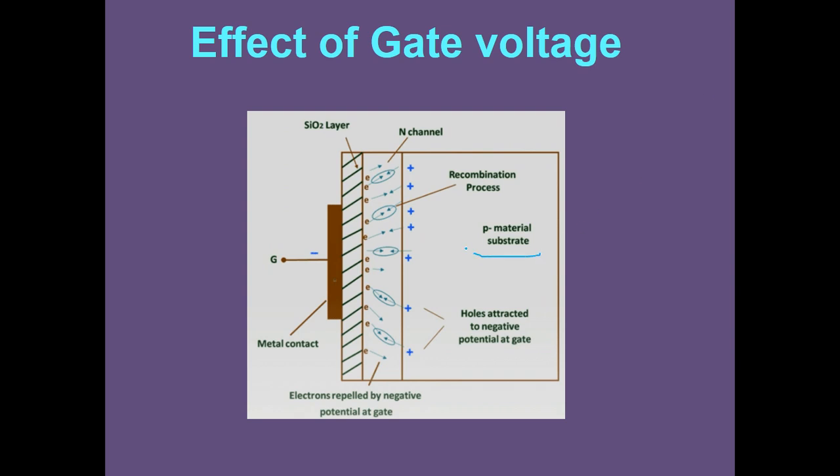As discussed, this is a P material, a lightly doped P substrate, and this is going to be your drain terminal, and this is your source terminal, SiO2 layer, metallic contact, gate terminal. If we apply gate potential as negative, the electrons present in the channel will be repelled, right? Similarly, the holes present in the p-type substrate will be attracted towards this negative polarity. So these two things get into recombination, thereby producing more current.